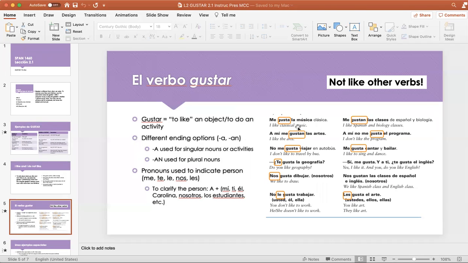Me gusta la música clásica. A mí me gustan las artes. No me gusta viajar en autobús. ¿Te gusta la geografía? Nos gusta dibujar. No le gusta trabajar. Me gustan las clases de español y biología. A mí no me gusta el programa. ¿Te gusta cantar y bailar? Sí, me gusta. ¿Y a ti? ¿Te gusta el inglés? Nos gustan las clases de español y inglés. ¿Les gusta el arte?